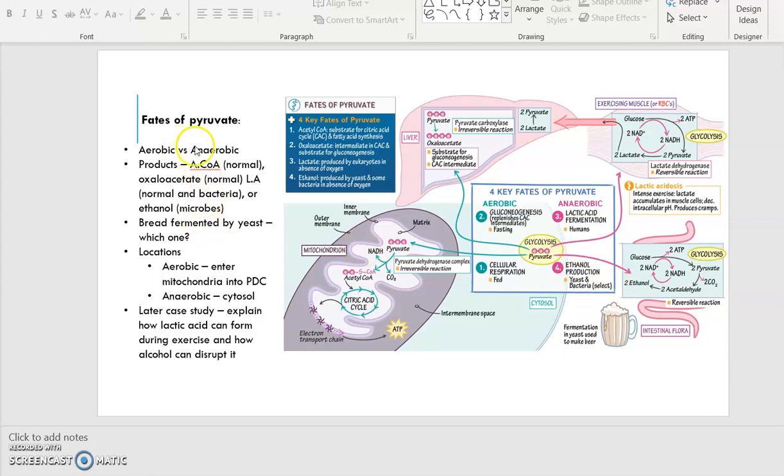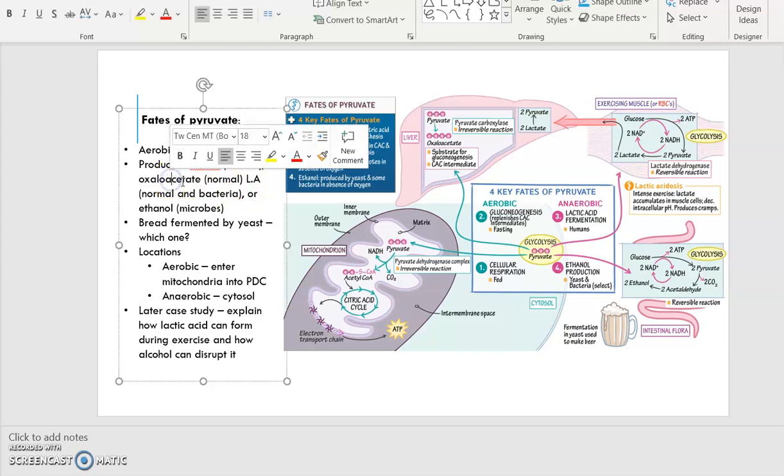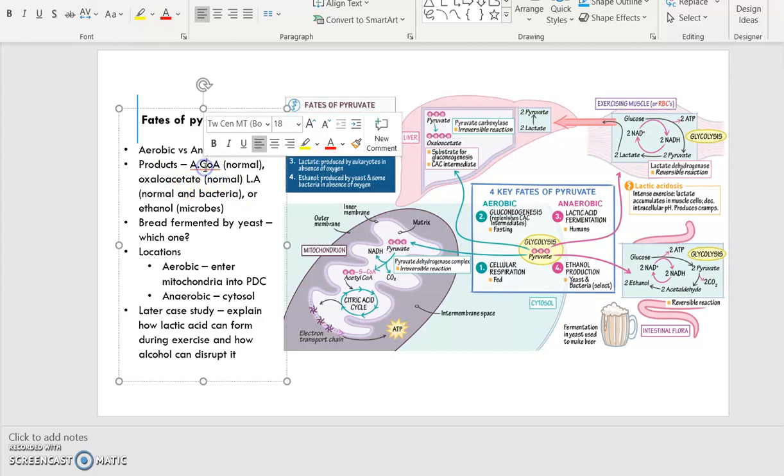Let's take a look at this point. There are 2 phases, aerobic and anaerobic. The product is acetyl-CoA for normal aerobic condition, and also acetate under fasting condition. If you don't have enough food, enough glucose, the liver will convert it. So this one only happens in the liver, while this one happens in all cells. And then the third one is lactic acid under not enough oxygen, or anaerobic condition, and ethanol in microbes.